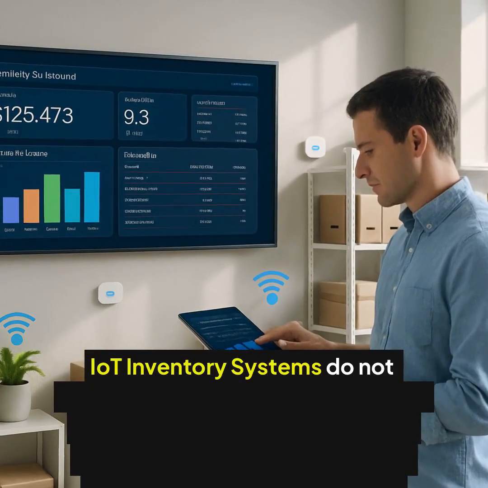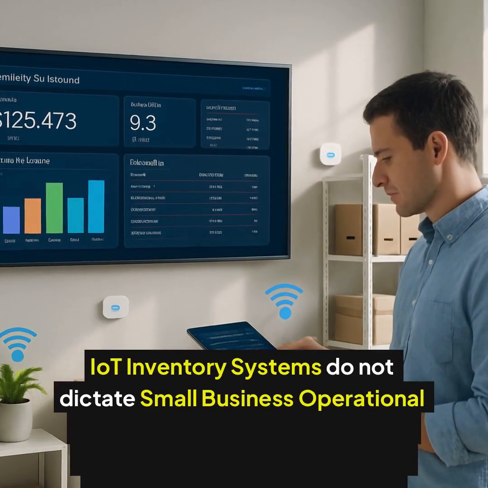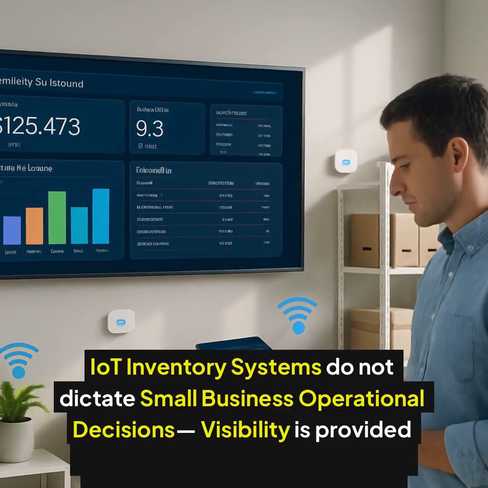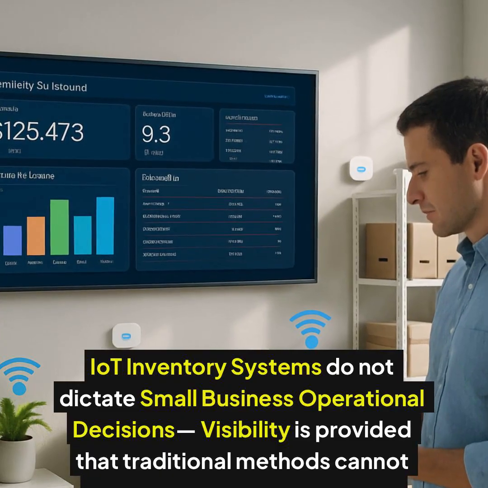IoT inventory systems do not dictate small business operational decisions. Visibility is provided that traditional methods cannot produce at the same speed or scale.